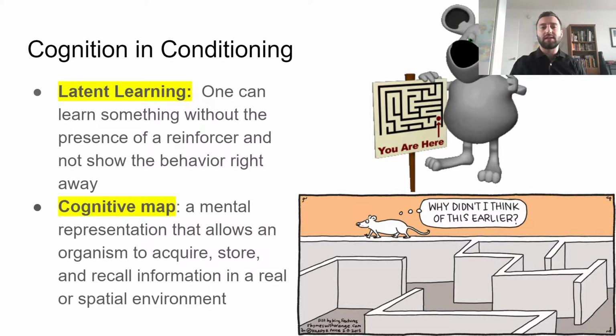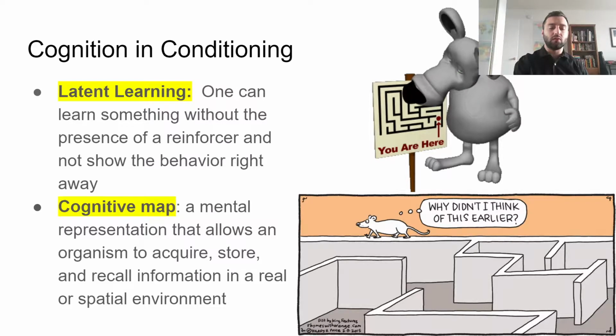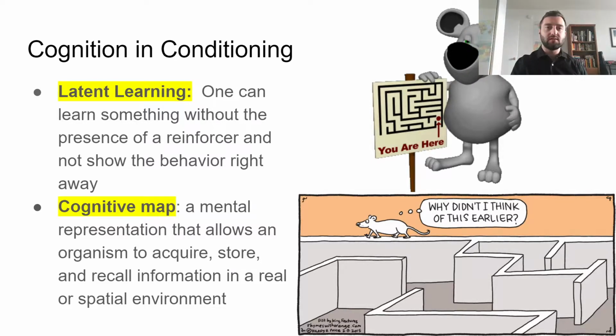And what they found was that the mice who were allowed to explore the maze beforehand did better than the mice who did not. What this tells us is that those mice were actually learning the maze, even though there wasn't anything rewarding them for doing so. They were learning the maze just by being in the maze.